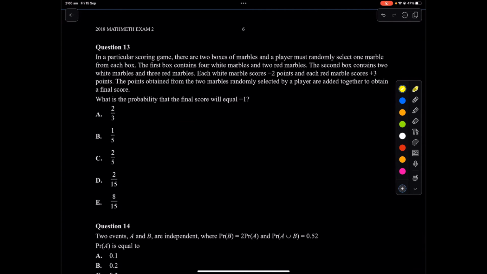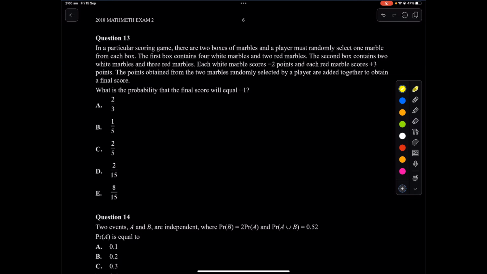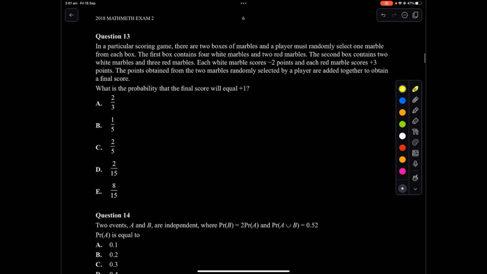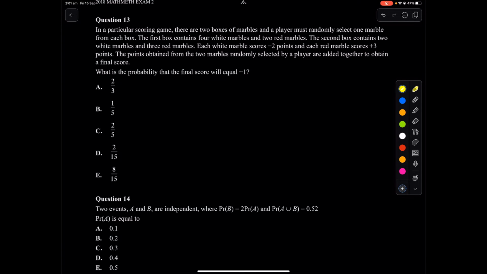In a particular scoring game, there are 2 boxes of marbles, and a player must randomly select 1 marble from each box. The first box contains 4 white marbles and 2 red marbles. The second box contains 2 white marbles and 3 red marbles. Each white marble scores -2 points, and each red marble scores 3 points. The points obtained from the 2 marbles randomly selected by a player are added together to obtain a final score. What is the probability that the final score will equal this? Okay, so let's just draw a tree diagram here.